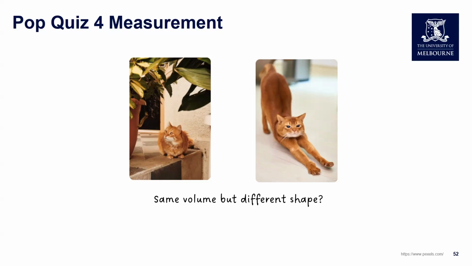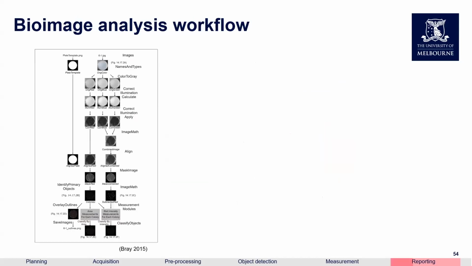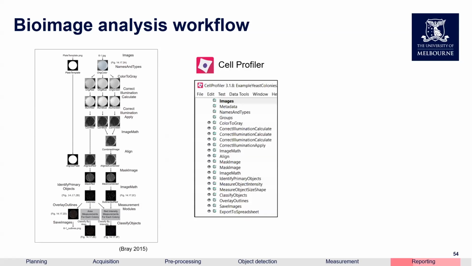And then this gives us to the last stage, which is reporting and documenting your analysis. So this is one of the published examples that shows the analysis workflow. As you can see, it has a nice flowchart with example images. It's clearly documented in this way. But it also shows how complicated the image analysis workflow can be, right?